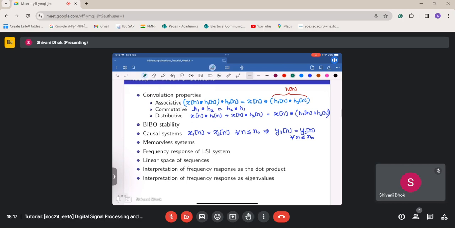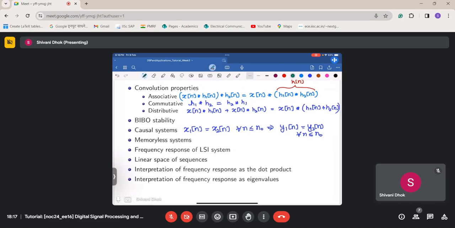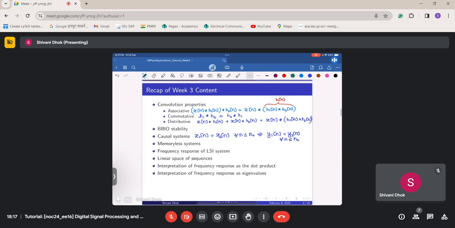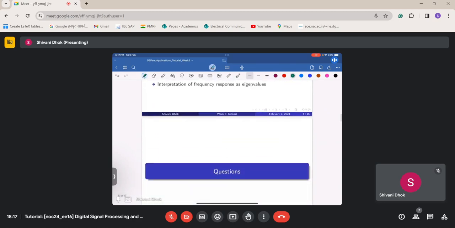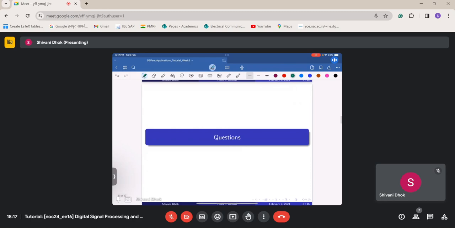Next thing that we saw was the frequency response of LSI systems. After that, we discussed the linear space of sequences and the interpretation of frequency response as dot products and as eigenvalues. This was all the things that were discussed. If you have queries on anything, just let me know. Otherwise, I'll go ahead with questions.